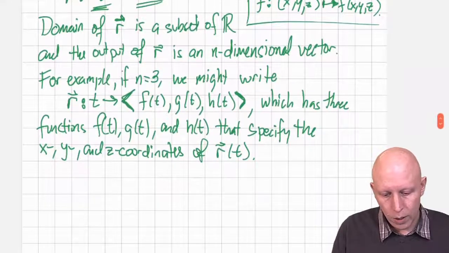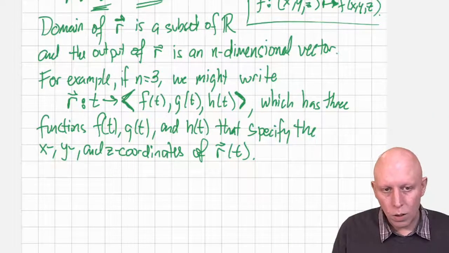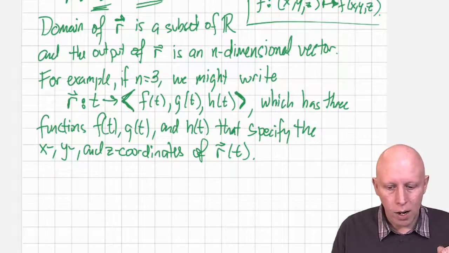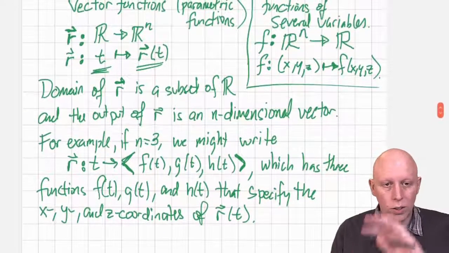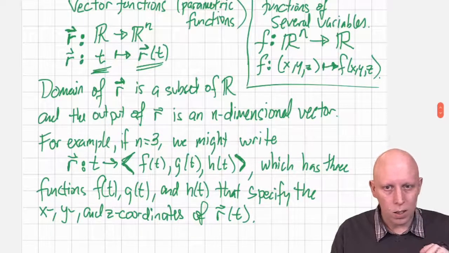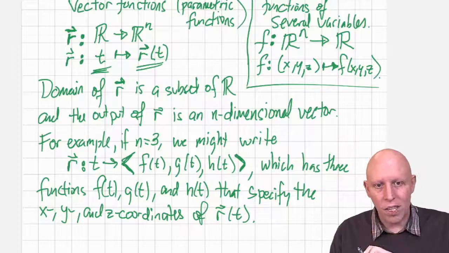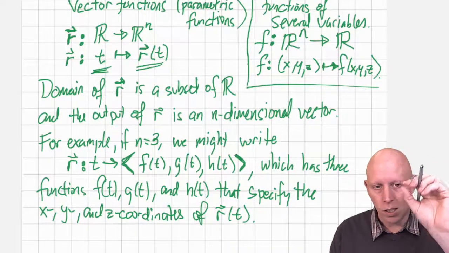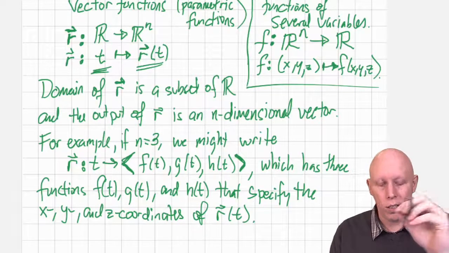We'll look at some examples of what these look like in a second. We've talked right now about the structure of this vector function r. It takes in a number and gives out a coordinate, and this coordinate changes over time. This triple of coordinates, or this n-tuple of coordinates, changes over time.